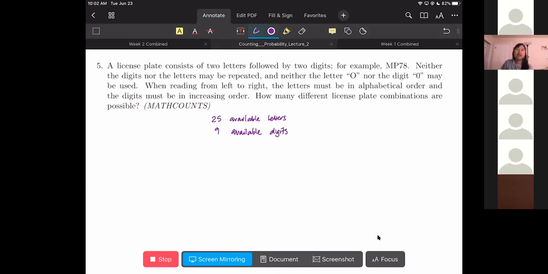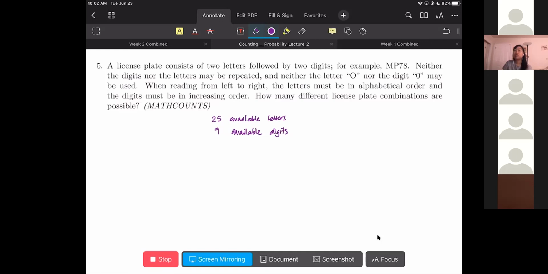So you have the right idea, except why is there only 1 left once you have the first? Because of the fact that it said that you'd have to read in alphabetical order and increasing order, so you can only have 1 option left if you want to follow that restriction.